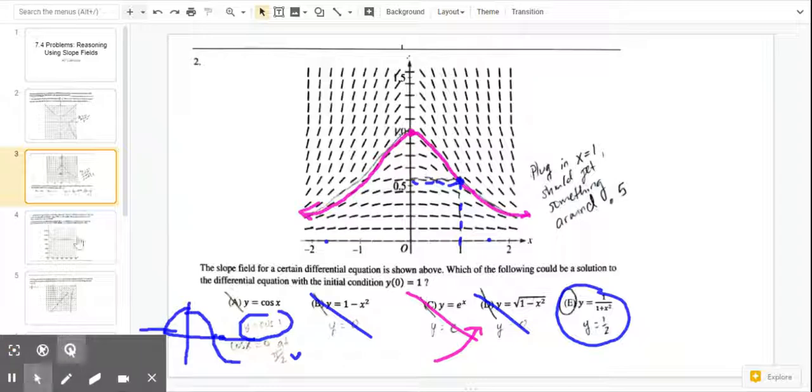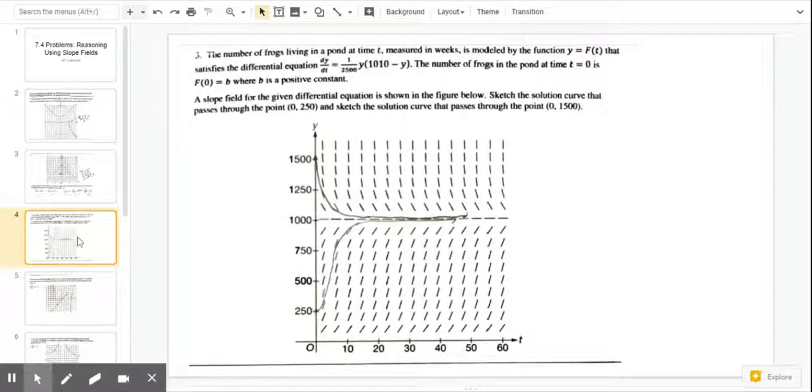So you know me, of course, I'm going to say I love that question. I think it's pretty interesting. So this one, a number of frogs living in a pond is modeled by the function y equals capital F of t that satisfies the differential equation. I can read this right here. This is actually called a logistic equation. It's not something we're going to talk about a whole lot, but it's something you might see in science or in a future class that you might take if you haven't seen it already. The number of frogs in the pond at t equals 0 is F of 0 equals b, where b is a positive constant. A slope field for the differential equation is shown in the figure above.